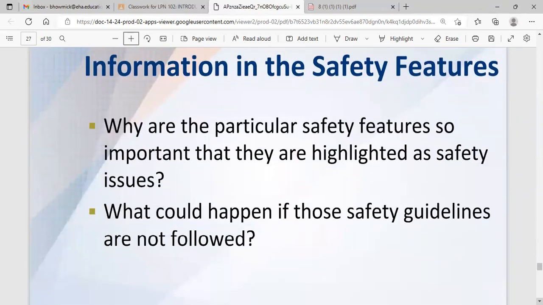Information in safety features. Why are particular safety features so important that they are highlighted as a safety issue? And what could happen if those safety guidelines are not followed?